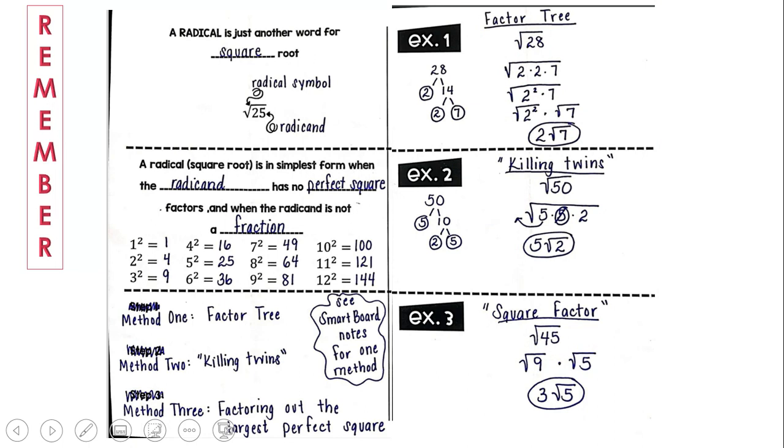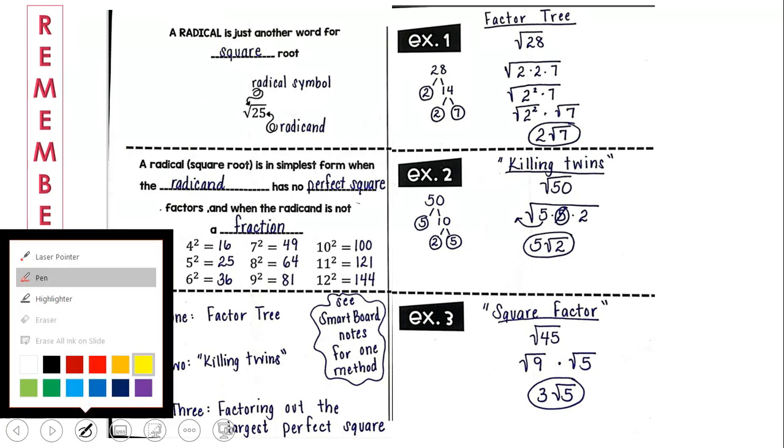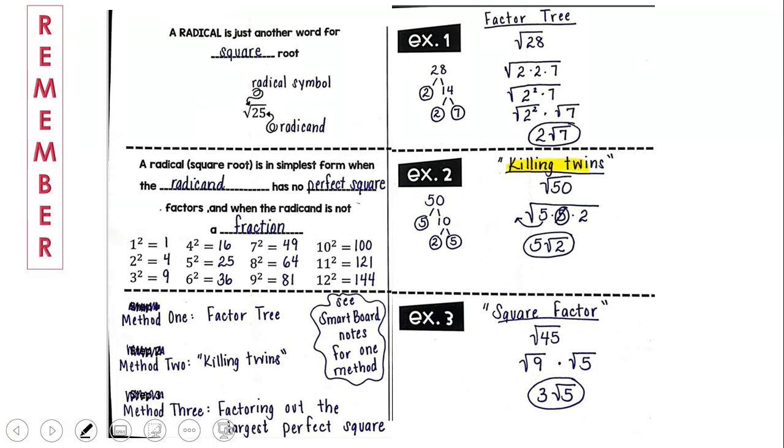So, just a reminder here, when we are simplifying a square root, okay? If we're simplifying something like the square root of 28 or the square root of 50, we looked at a couple different ways that you can go about doing it. The two main ways that we talked about were the killing twins method and then finding the largest perfect square that goes into it. Okay, so we're really going to focus on both of these two methods in here.